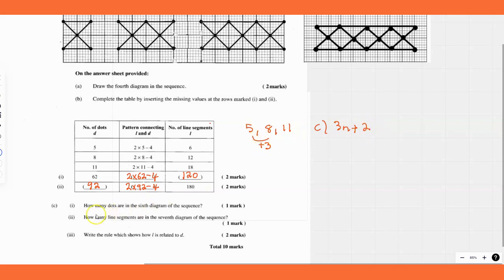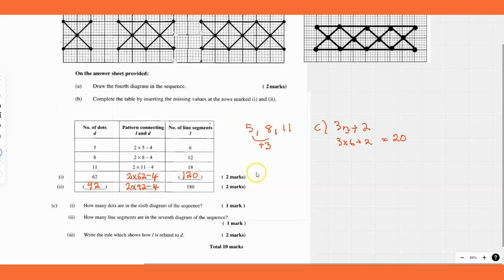To work out how many dots are in the 6th pattern, the 6 here has to do with the position, the number n. So n is 1, when n is 2, n is 3, n is 4. We want to find out how many dots there would be when we're at the 6th. So it would be 3 times 6 plus 2. That gives us 20. So there would be 20 dots in the 6th pattern.